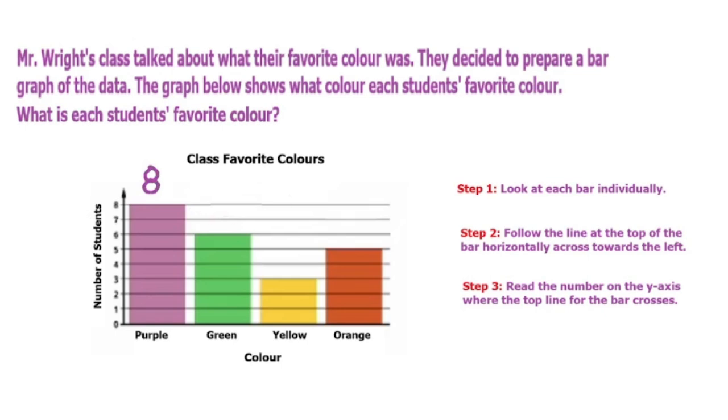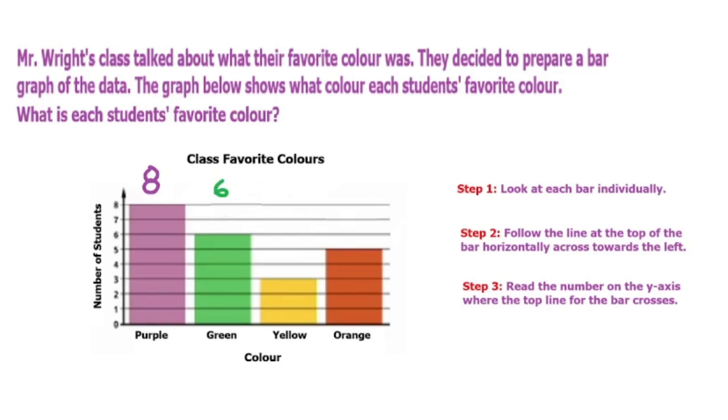Now let's do the green one. So for the green one, the top of the bar is here, and then we follow along here, and we see that this number is 6. So we know that 6 students have a favorite color of green.